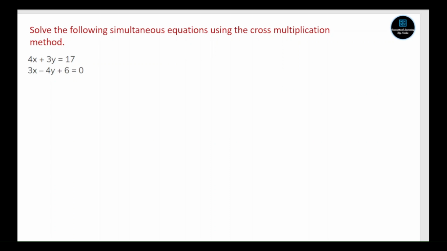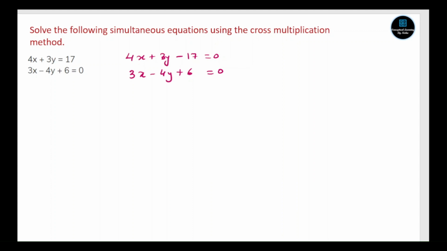Now here we have the given equations. Remember you should have both the equations in standard form. So I'll write this as 4x plus 3y minus 17 equals to 0, or you can bring the 6 on the other side, anything is fine. And this is 3x minus 4y plus 6 equals to 0, the second equation. Now what do we have to do? First you have to write the formula.